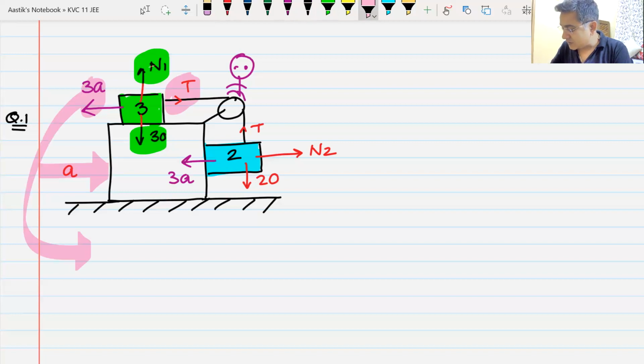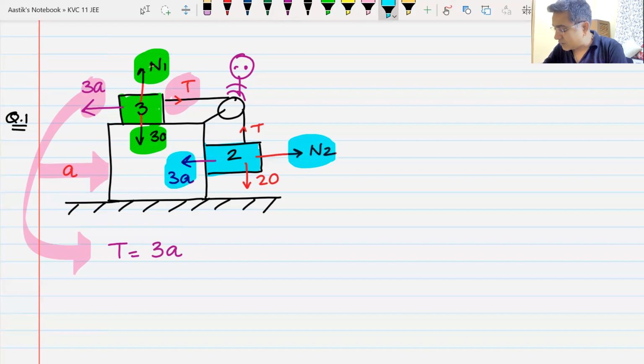I will write this equation here. T will be equal to 3 times A. Then we look at this blue equation. Normal reaction N2 will be equal to 3A. So let me write it here. Normal reaction N2 will be equal to 3A.